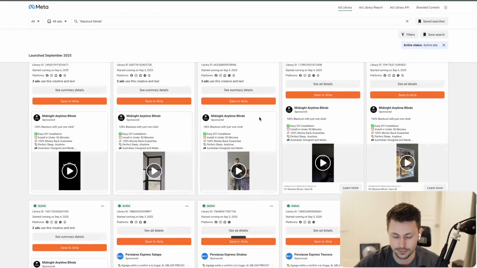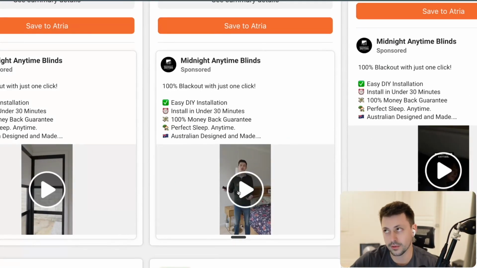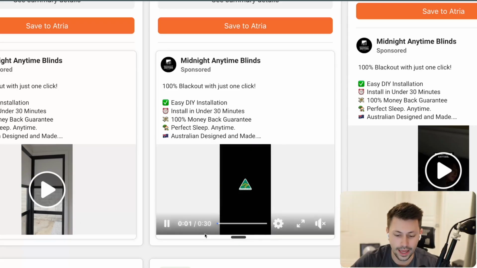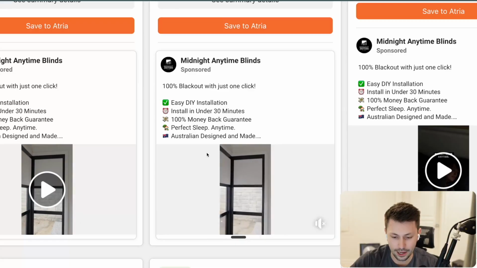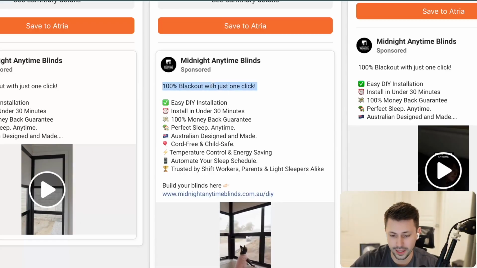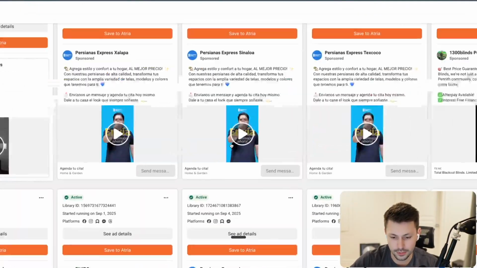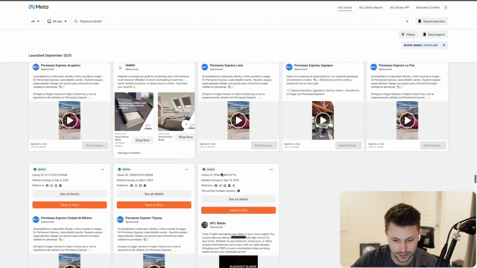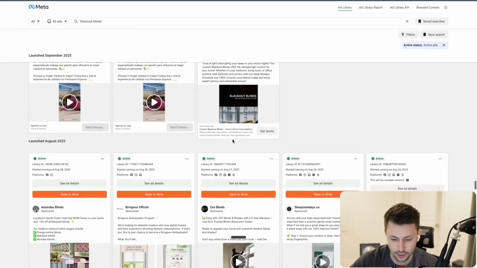A lot of times this isn't going to give you a lot of ad inspo, or it might, but what I like about this is seeing the avatars that are out there. These look like 100% blackout with just one click. So this is something more around the speed side of things. Everybody's talking about 100% blackout. These are some Spanish ads; it's all worldwide here. Again, more blackout blinds, free in-home consultation.